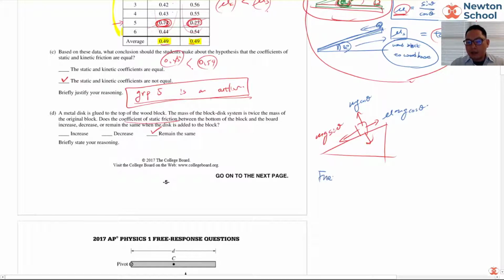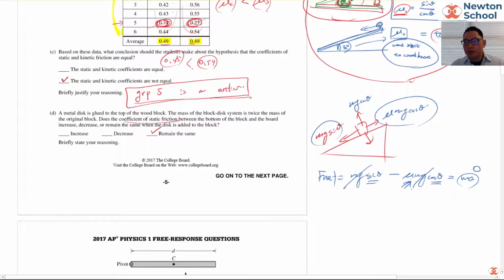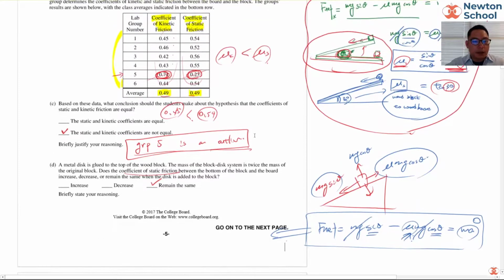So f net equals this minus that. So that's mg sine theta minus mu mg cos theta equals ma. And remember, you set this equal to 0 to find mu s, and that's your minimum angle, and this mass will cancel out. So mu eventually becomes tangent theta, right? So due to that, you can explain like that. Mass will cancel from the equation. So mu is not depending on mass, right? All right, that was part D. Right?